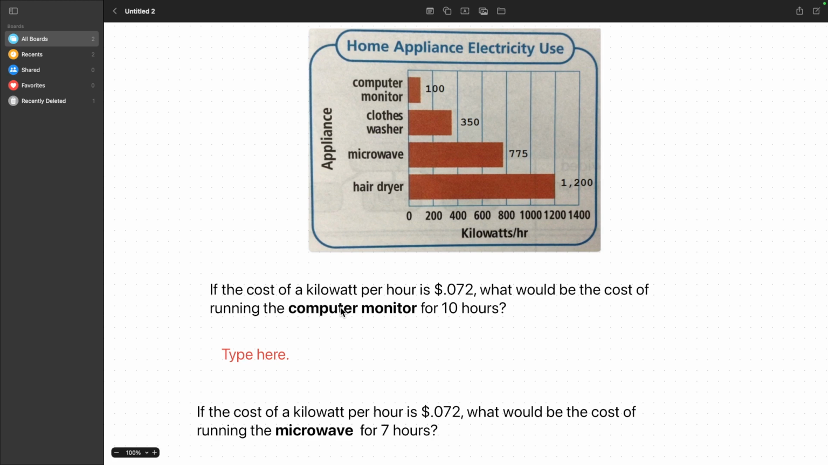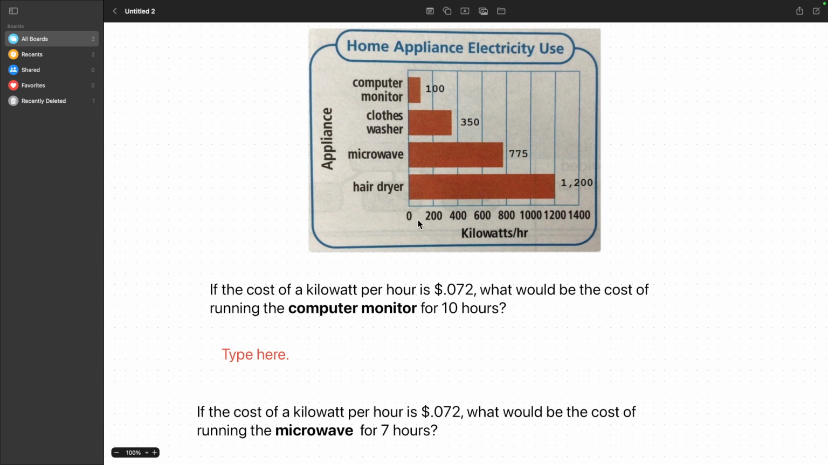We've got a graph here of home appliances and how much electricity they use. You can see here on the y-axis we have appliances, and on the x-axis kilowatts per hour. So you can see, again, on the y-axis that computer monitors use about 100 watts per hour, whereas hair dryers use 1,200 watts each hour.